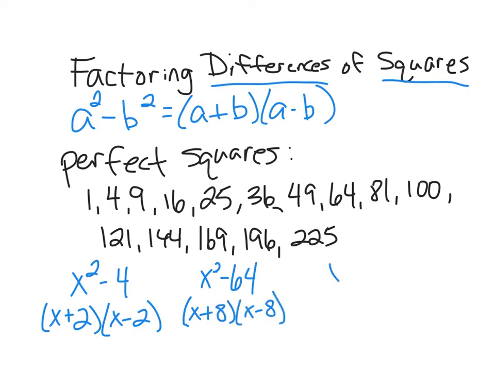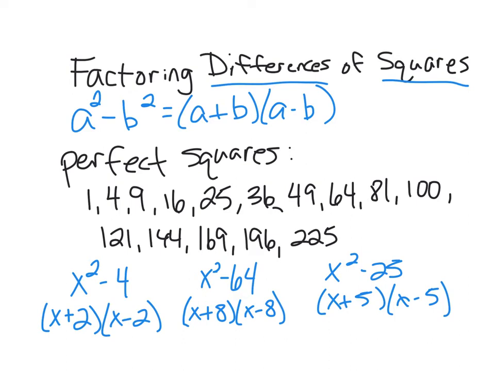Another example would be x squared minus 25. So the questions we ask ourselves: is this a perfect square? And what is the square root of that number? So this will be x plus 5 times x minus 5. So those are some basic examples of difference of squares.